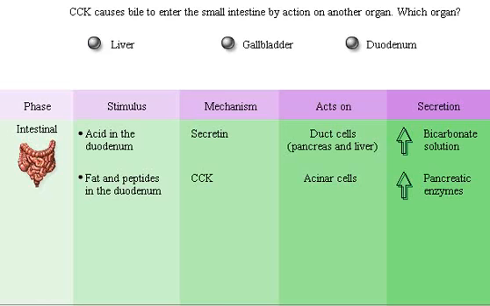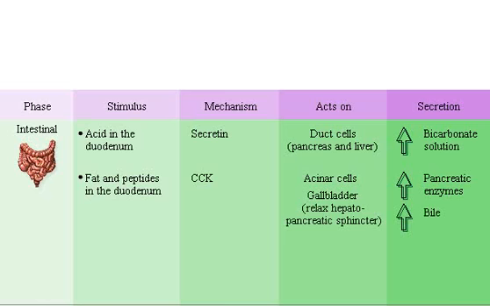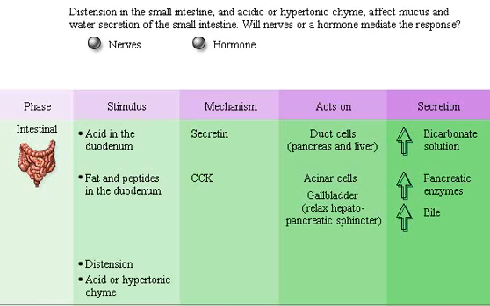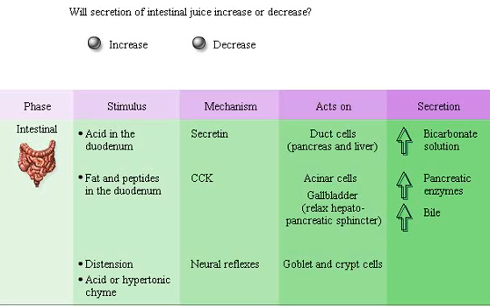CCK causes bile to enter the small intestine by action on another organ. Which organ? Distension of the small intestine and acidic or hypertonic chyme affect mucus and water secretion of the small intestine. Will nerves or a hormone mediate the response? Stretch of smooth muscle often elicits a neural response. Will secretion of intestinal juice increase or decrease?